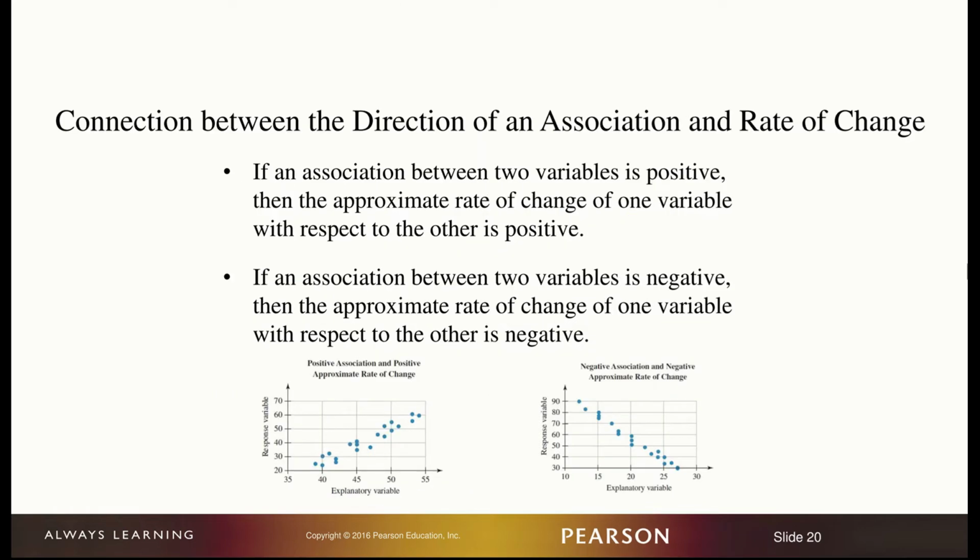Now, to bring together the concept of direction of an association and rate of change, remember that if the direction is positive, that means the rate of change is going to be positive as well. The rate of change of the response variable with respect to the explanatory variable. And if the association is negative, the rate of change of the response variable with respect to the explanatory variable is going to be negative.